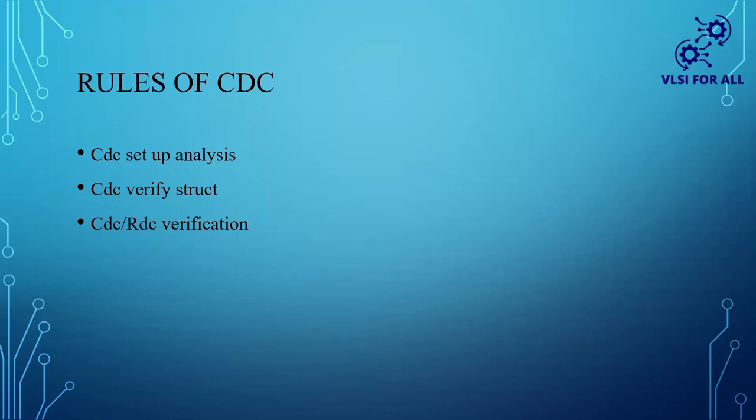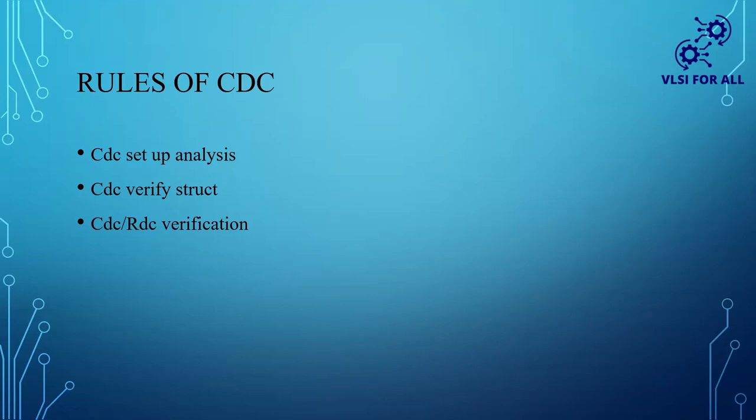What does the CDC RDC verification struct do? It checks for the convergence, divergence, and weak convergence properties. So the rules and goals of CDC are mainly three: CDC setup analysis, CDC verify struct, CDC RDC verification.